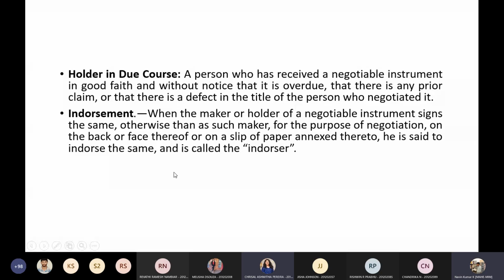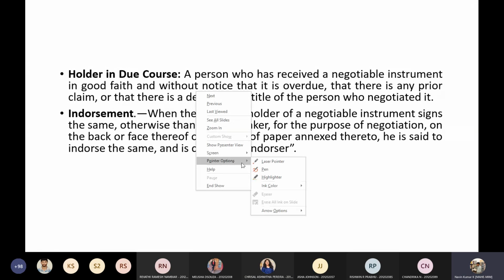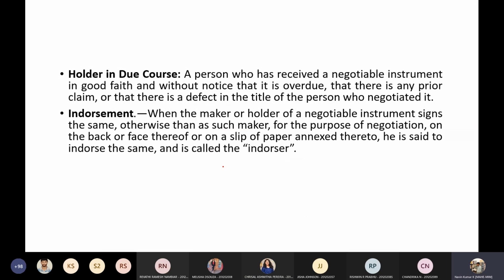Okay. So we were discussing a type of instrument. In order to be a transfer, there must be an endorsement. So this is what we were discussing at the beginning. So can you tell me what type of instrument endorsement is required?